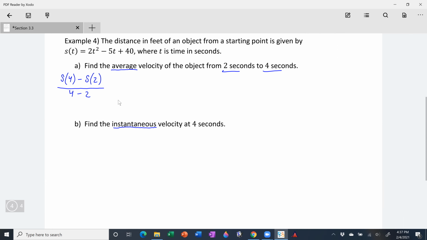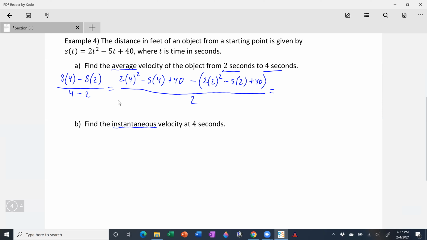So average rate of change. Okay, so let's plug these in. 2 times, plug it into the function, input squared minus 5 times input plus 40. Okay, so that's plugging in 4. Then we have to go minus plugging in 2. And I usually like to do a big parentheses right here to indicate that I might be subtracting by a lot of stuff. Okay, so plugging in 2, 2 times 2 squared minus 5 times 2 and plus 40, all over 4 minus 2 for 2.